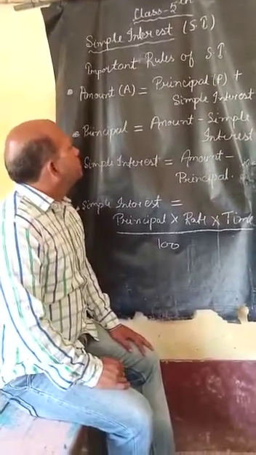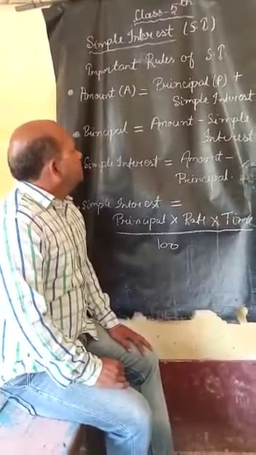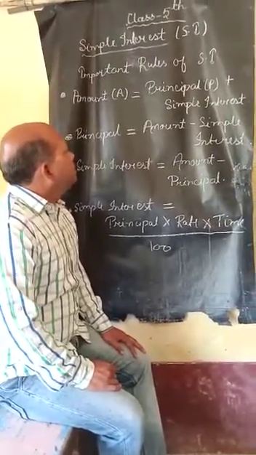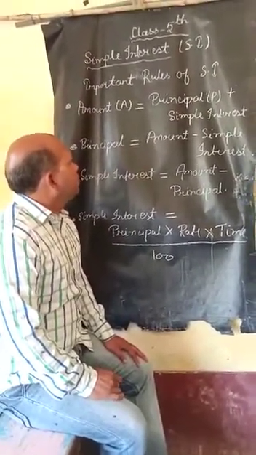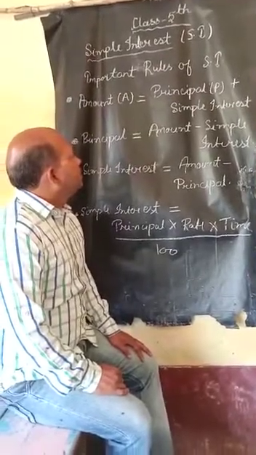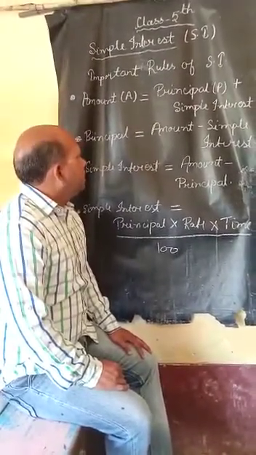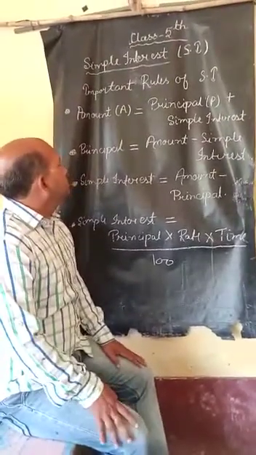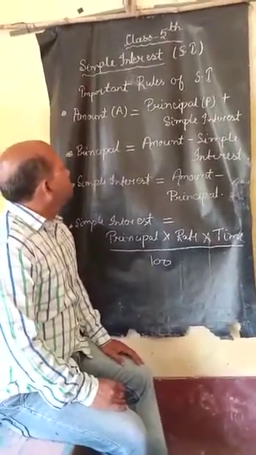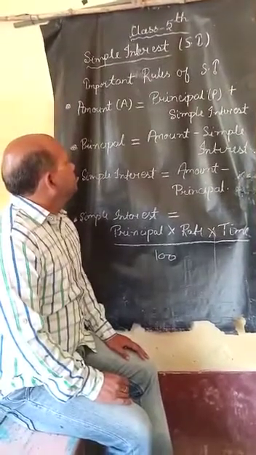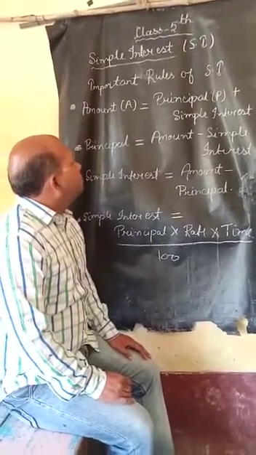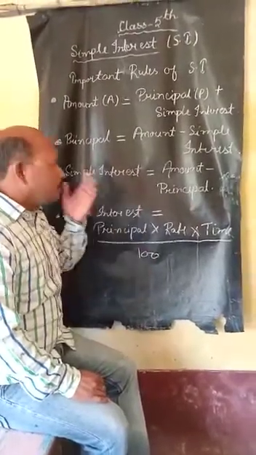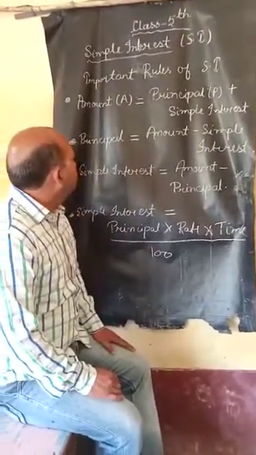In further classes we will learn about compound interest, when our interest will be changed into the principal, and then we pay interest on that amount. So in this class we only learn simple interest. We can write it in short as simple interest, SI. Here are some important rules of SI.